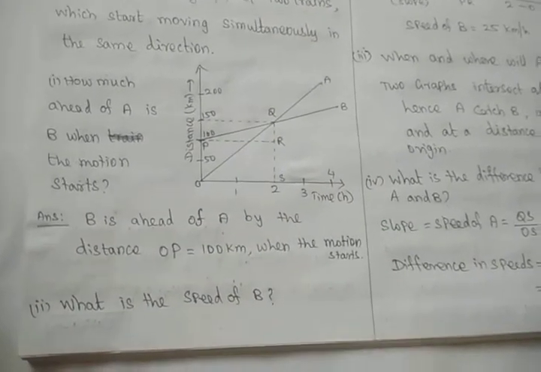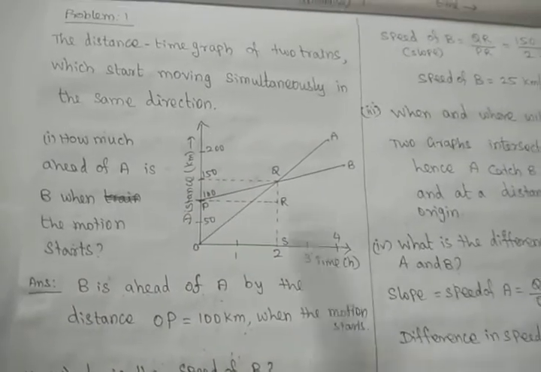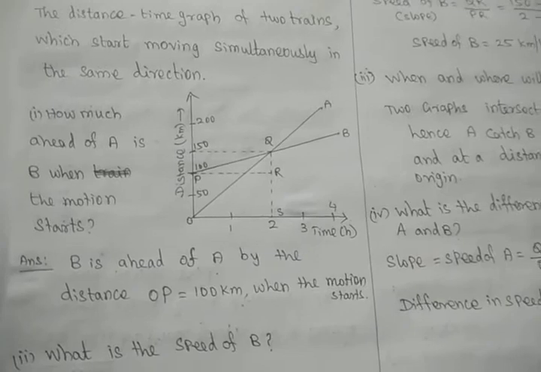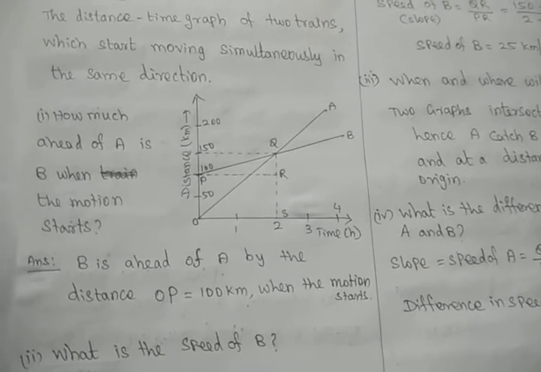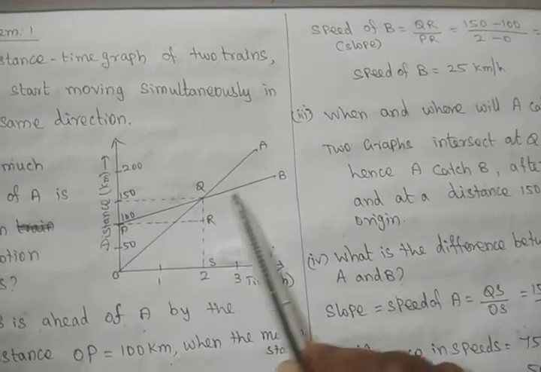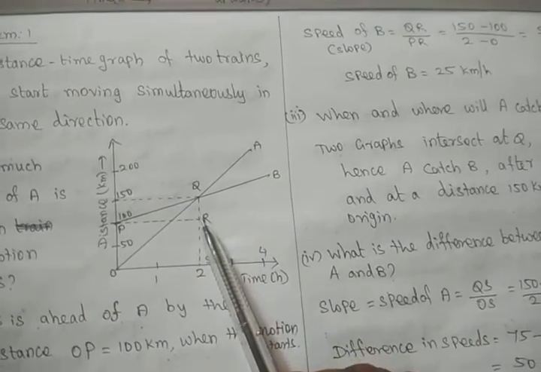The second question: what is the speed of B? How do we calculate the speed of B? Very simple. It is a distance-time graph. In order to calculate the speed, you just take the slope of the curve. So you have to take the slope of the curve B.